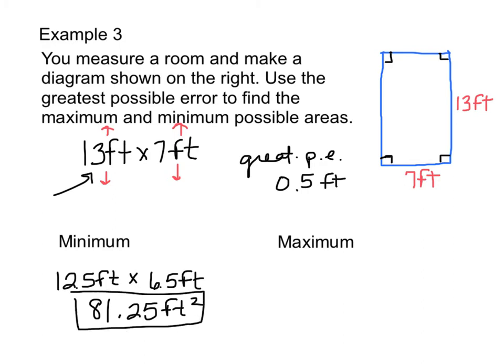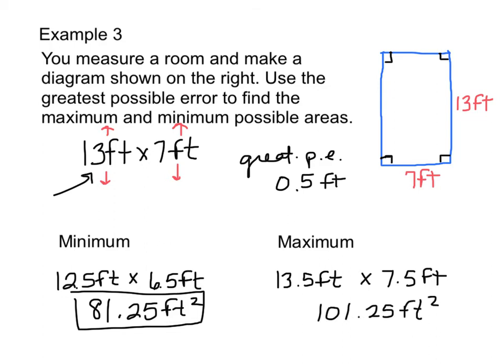Now maximum is just the opposite. Instead of subtracting half a foot, our measurements could actually have been half a foot higher. So we're going to add half a foot to both 13 and 7. If we multiply 13.5 times 7.5, we get 101.25 square feet. So my maximum value is 101.25 square feet. My minimum value is 81.25 square feet.